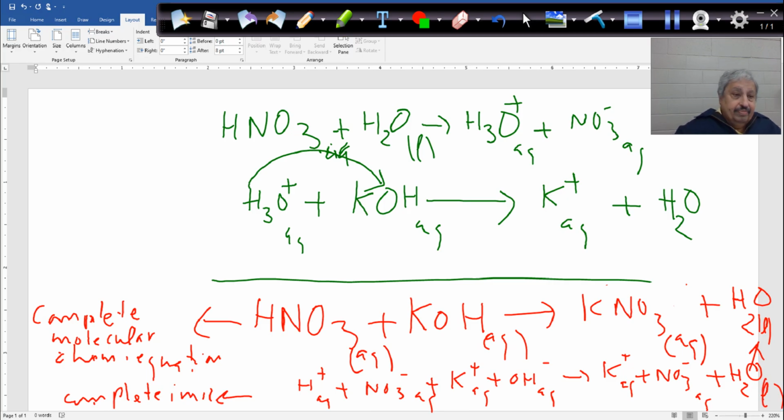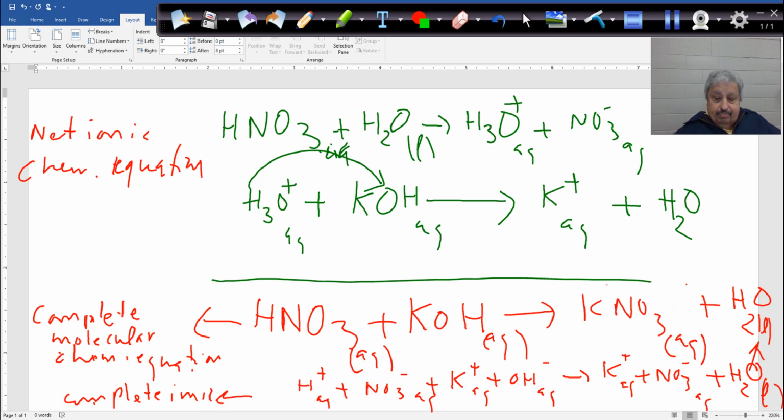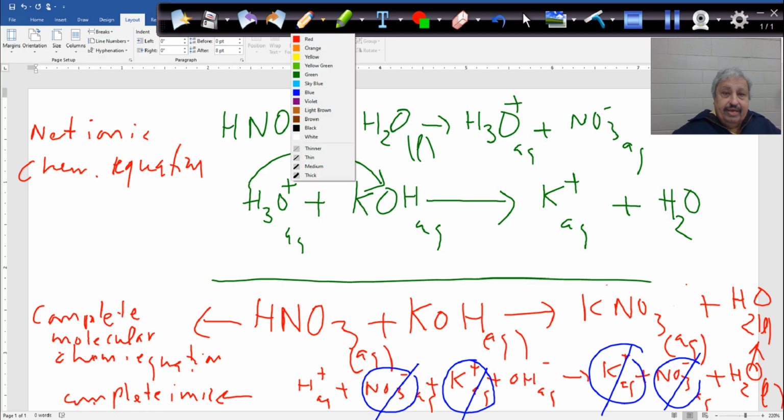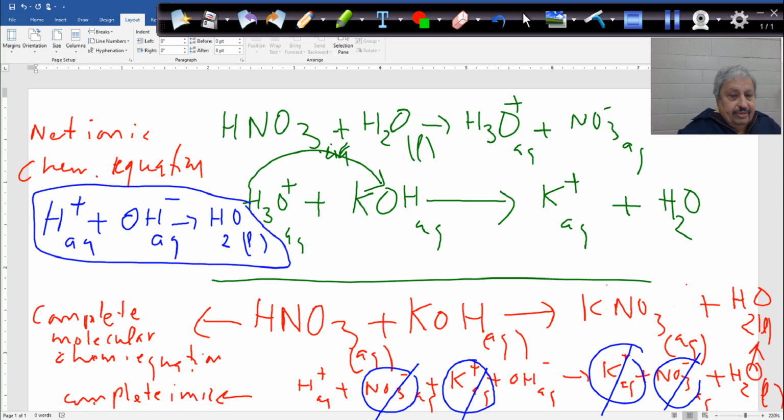Now the net ionic chemical equation will be: take the spectator ions out. We talked about this a long time ago. I hope you are still remembering it. Those spectator ions appear on both sides. So I have nitrate in the reactants and nitrate in the products, so nitrate is out. I have potassium in the reactants and potassium in the products, so it is out. So really the reaction of an acid-base is the reaction of the protons, which is hydronium ion, plus OH minus, gives you H2O, liquid. This is aqueous, this is aqueous. This is the net ionic chemical equation.